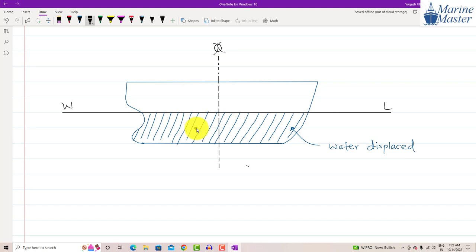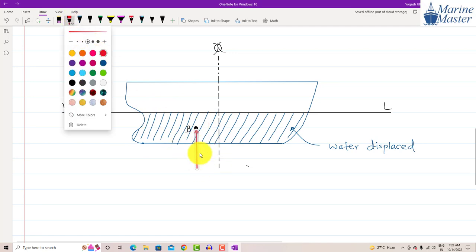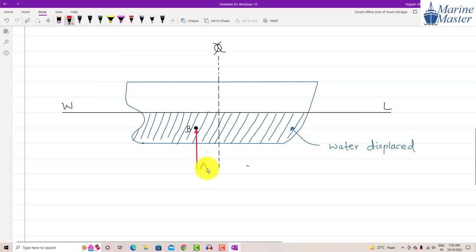Somewhere here, just imagine this is the centroid of the volume of water displaced. That centroid of the volume of water displaced is nothing but our center of buoyancy. And through the center of buoyancy, which force acts? Buoyancy force. Buoyancy force always acts vertically upward. So this is our buoyancy force.